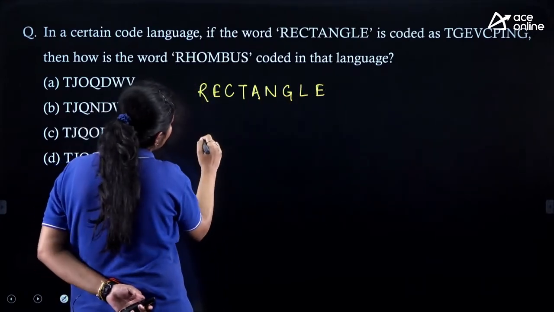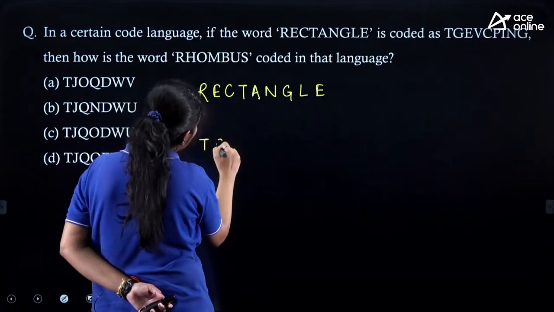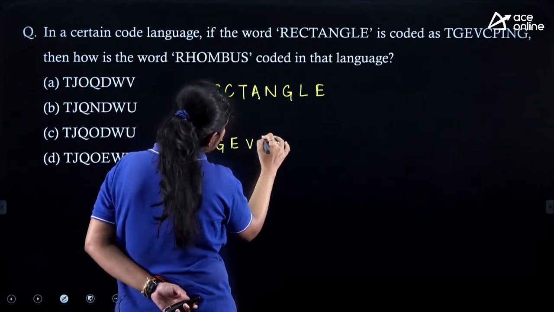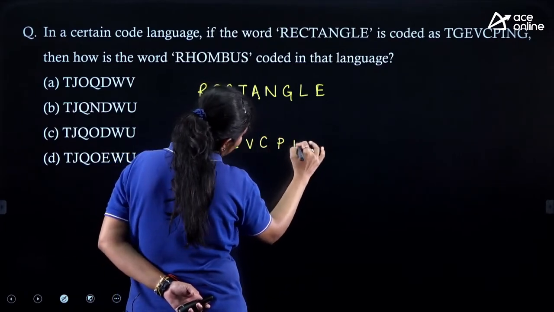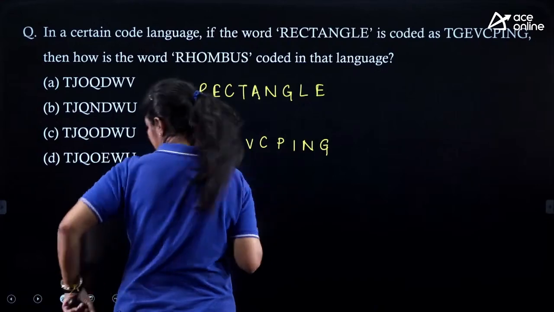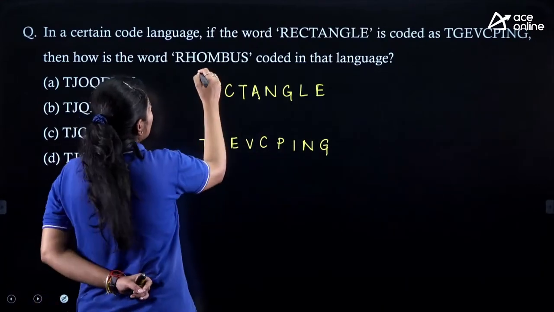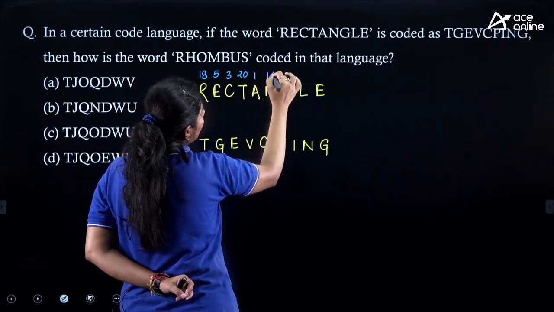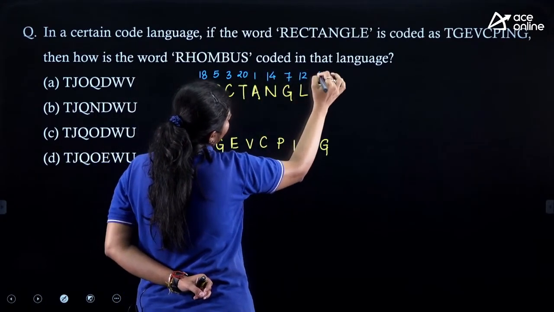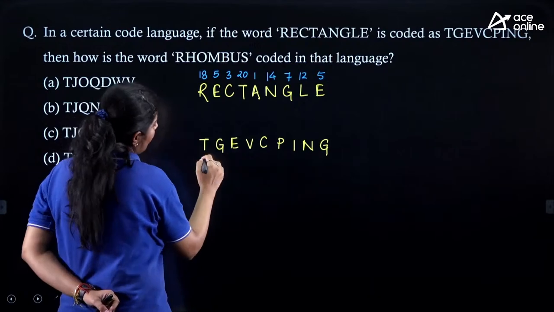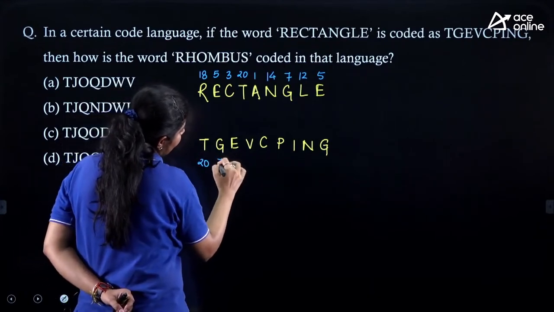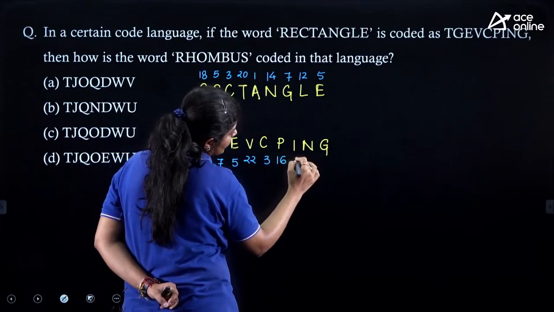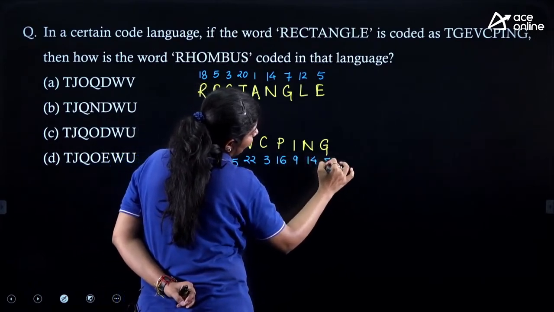This rectangle word is coded as T, G, E, V, C, P, I, N, G, right? Now 18, 5, 3, 20, 1, 14, 7, 12, 5. These are the associated numbers. 27, 5, 22, 3, 16, 9, 14 and the 7.